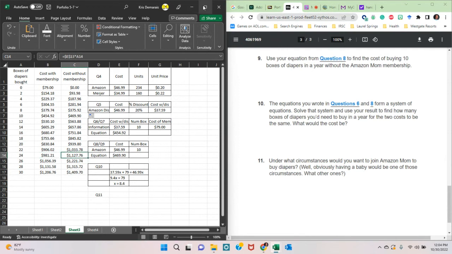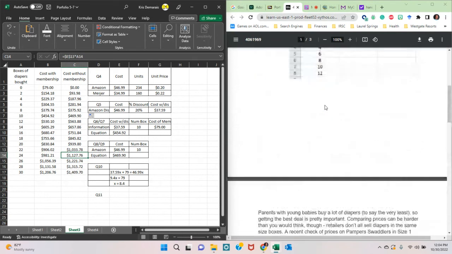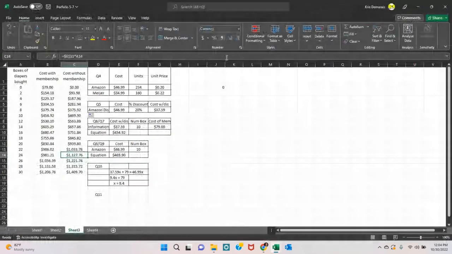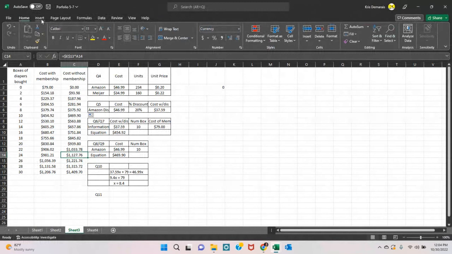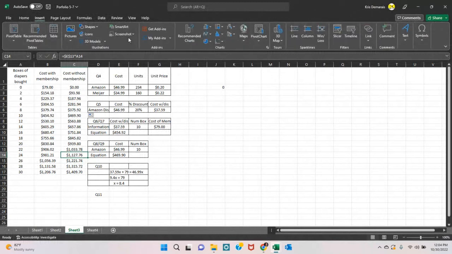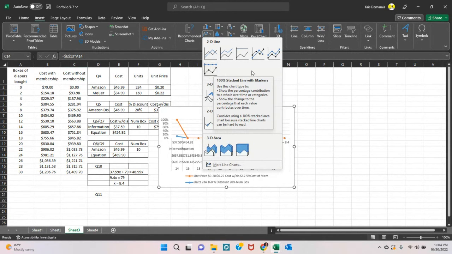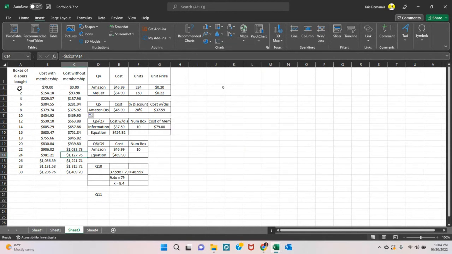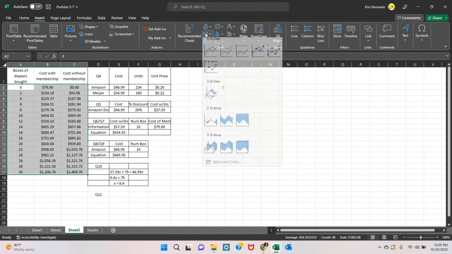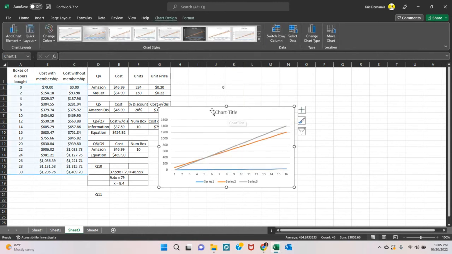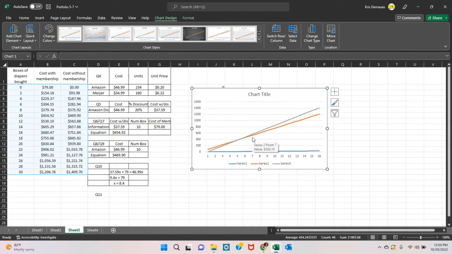Now, the thing is that it also asks us to make a system of equations. I didn't do that yet. It says then graph the system of equations. So here, I go to Insert, and then you want to graph this. The way to graph it is with a scatter plot. Now, I don't have this controlled, so what I'm going to do is grab this and see if I can manage. All right, there you go. And that's all I had to do to graph it.